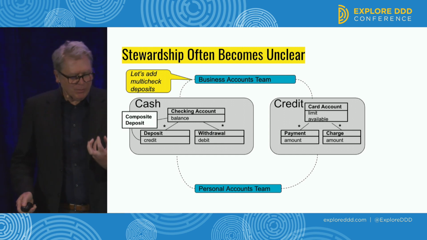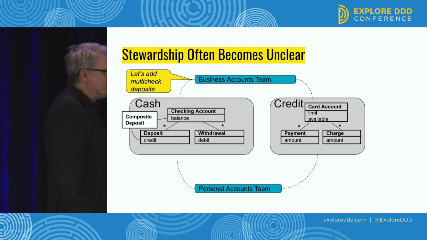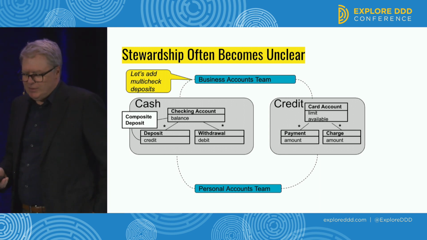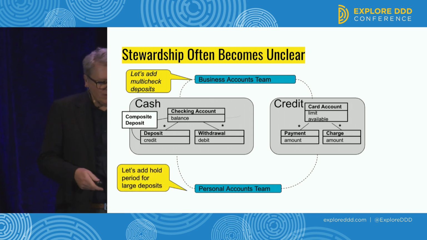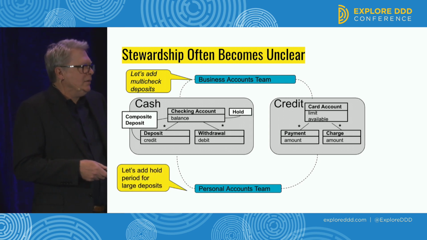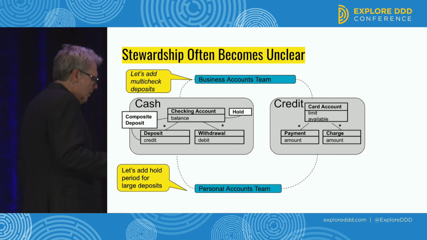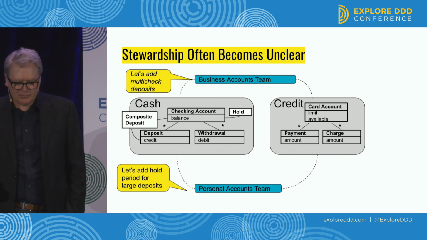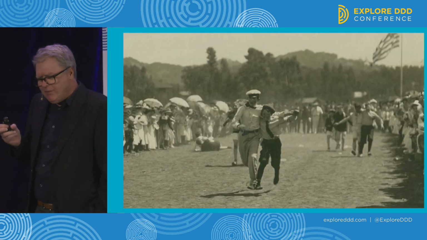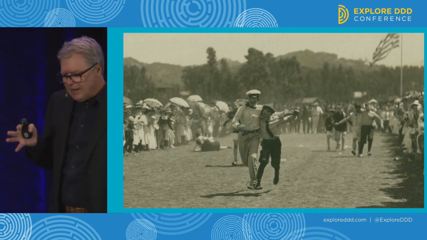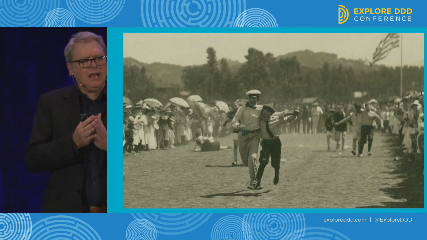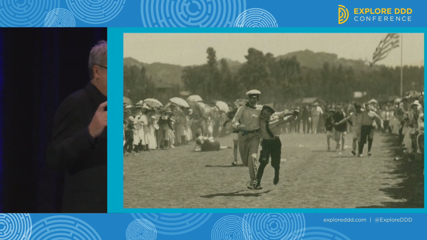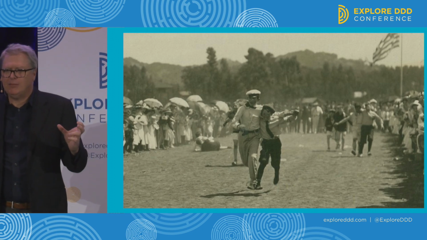Everything's all right at first. There are some things that people have wanted to do for a long time, and the business people add a multi-check deposit, so people can deposit a bunch of things at once, and there are a few things that the personal accounts people want to do, a little more cautious holds on deposits, and so on. But what we have is two teams here that have to coordinate their actions very carefully when they're working on these shared bounded contexts. It's like running a three-legged race.